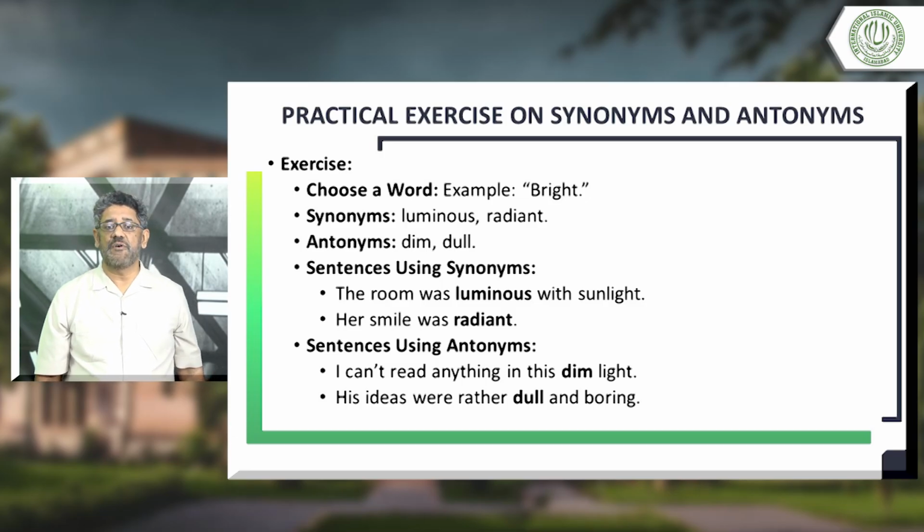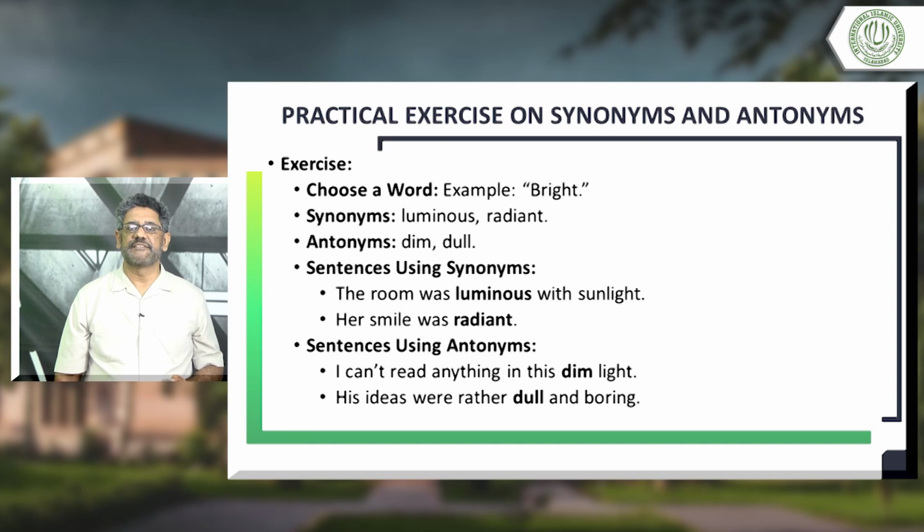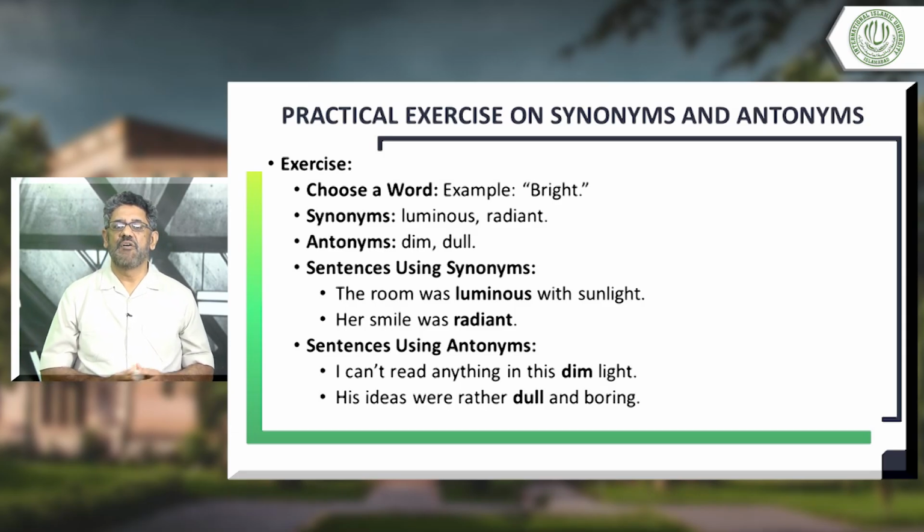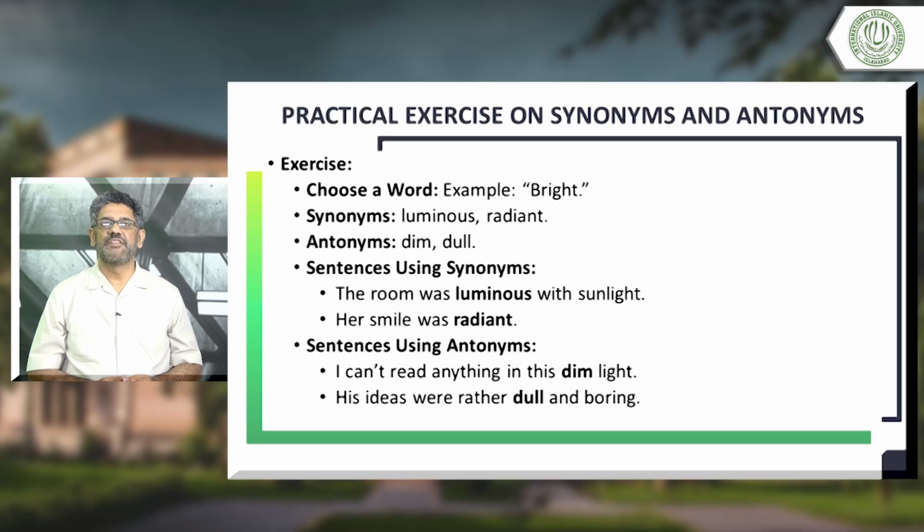Practical exercise on synonyms and antonyms. Choose a word, example, bright. Synonyms, luminous, radiant. Use them in sentences. What is the antonym? Dim, dull. Now sentences using synonyms. The room was luminous with sunlight. Her smile was radiant. Sentences with antonyms. I can't read anything in this dim light. His ideas were rather dull and boring. Look, we have used them in different types of sentences.